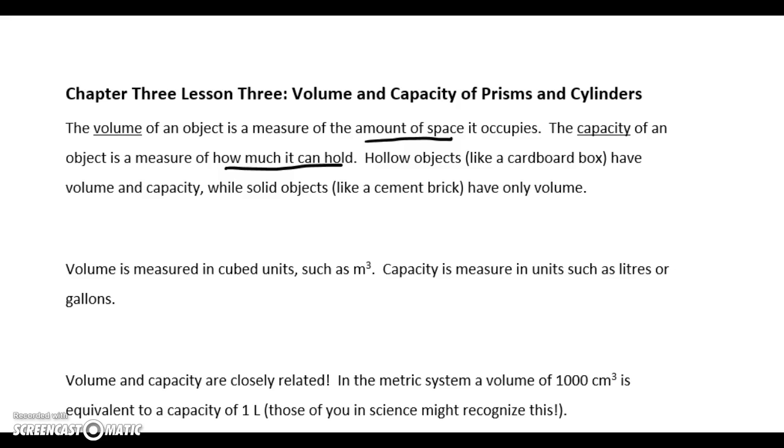So in terms of talking about your units, your volume is measured in cubed units. Say, for example, we had meters cubed here. And then your capacity, on the other hand, is measured in units like liters or gallons. And in our course, we're really only going to work with liters for now.